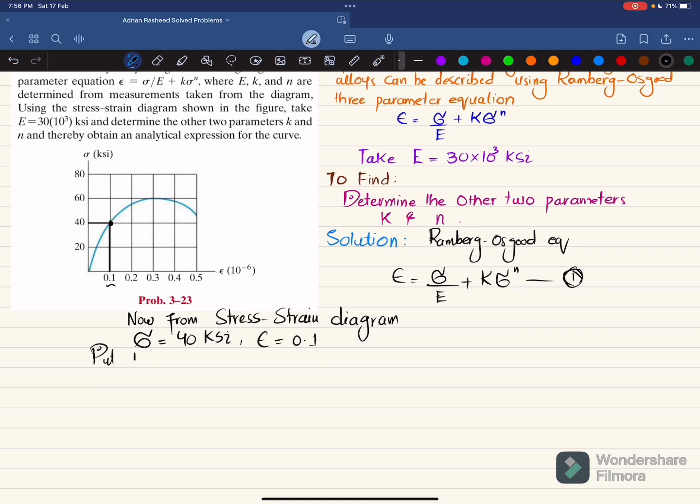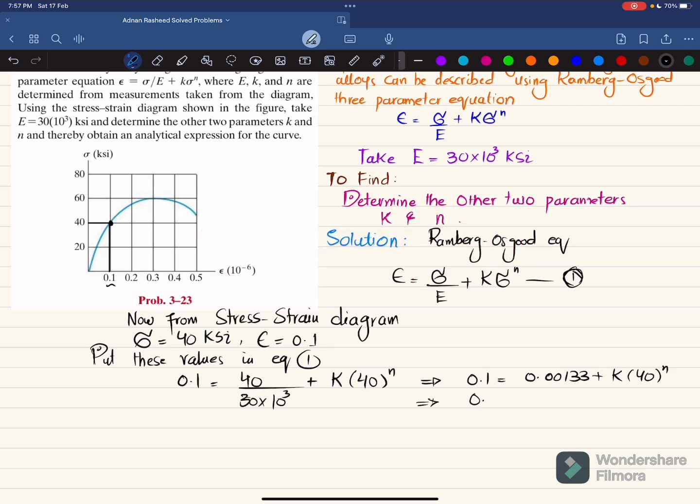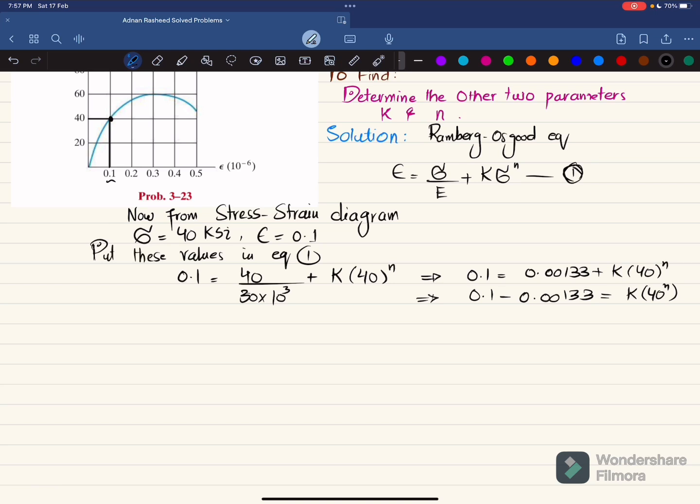Put these values in equation number 1. So what you will get is that strain is 0.1, stress is 40 KSI. So 40 divided by E, which is 30 into 10 to the power 3 KSI, plus K, which is not known, into sigma, which is 40, power N. So from here you will get 0.1 is equal to 0.00133 plus K into 40 power N. And if you further simplify it, 0.1 minus 0.00133 is equal to K into 40 power N. And this will give you 0.09867 is equal to K into 40 power N. This is your equation number 2.